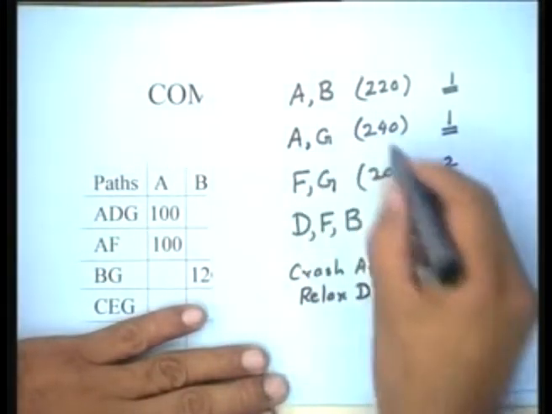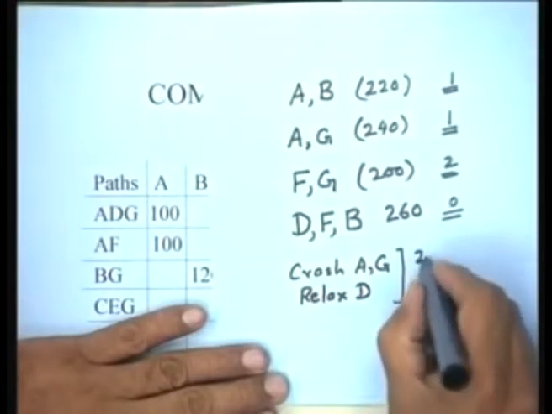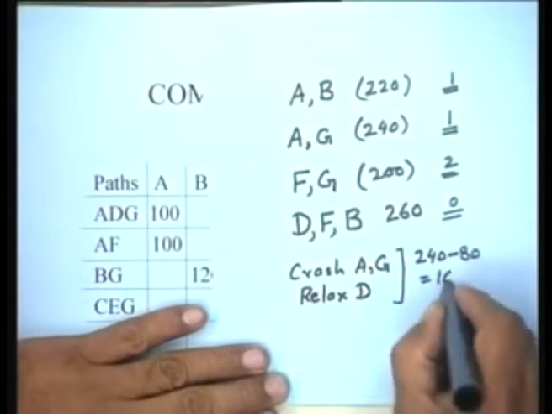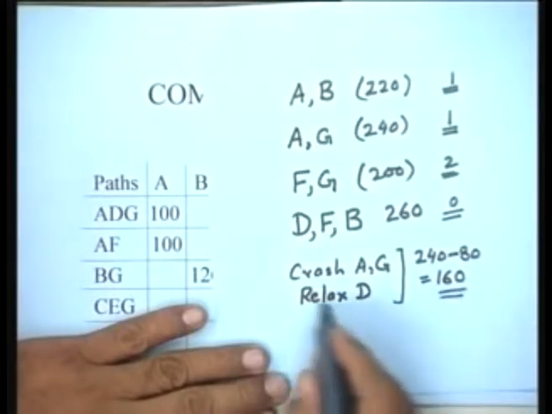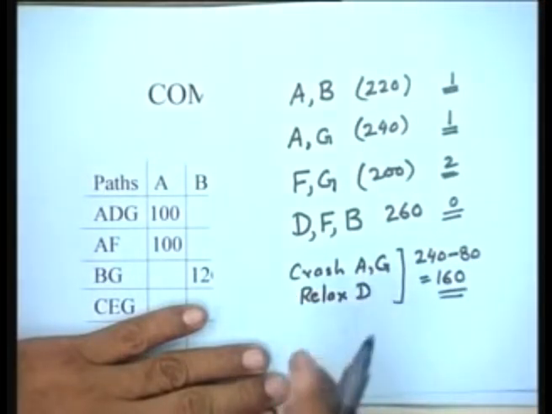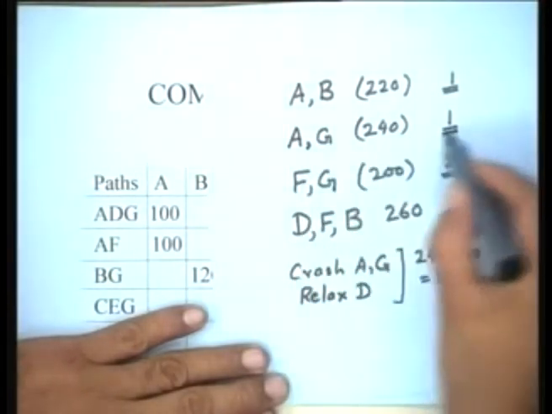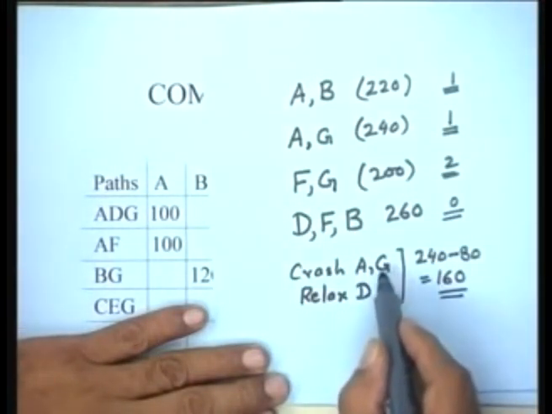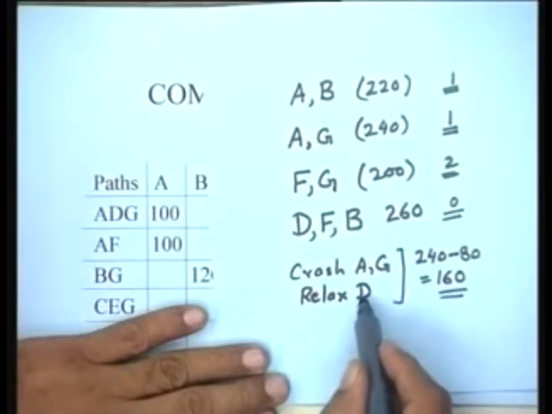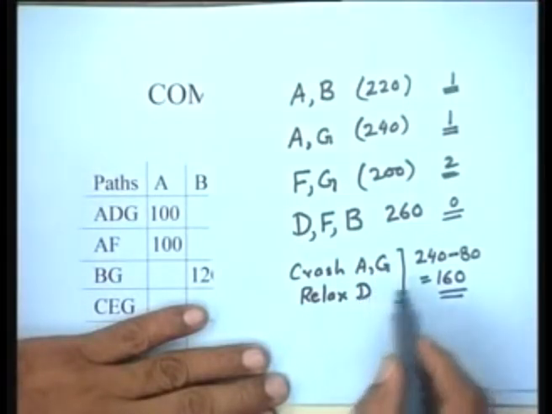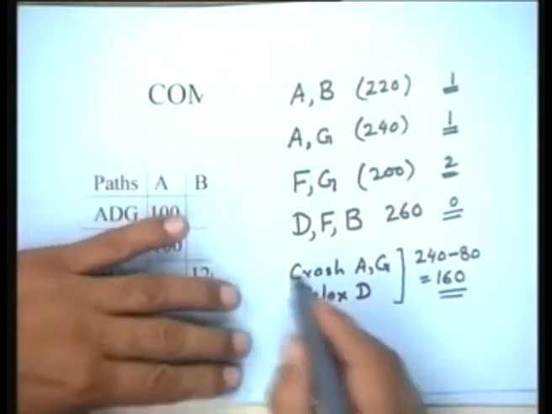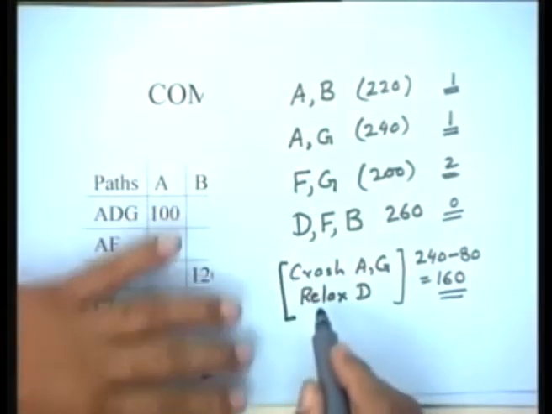Relaxing D would mean 240 minus 80, which is equal to 160. So this option would be possible for 1 day, and we could exercise this option for 1 day only, because AG can be crashed for 1 day, although this can be relaxed by 2 days. So the cheapest option is crash AG. So this is the cheapest option.